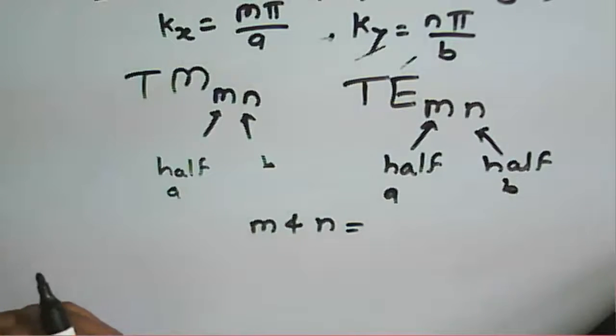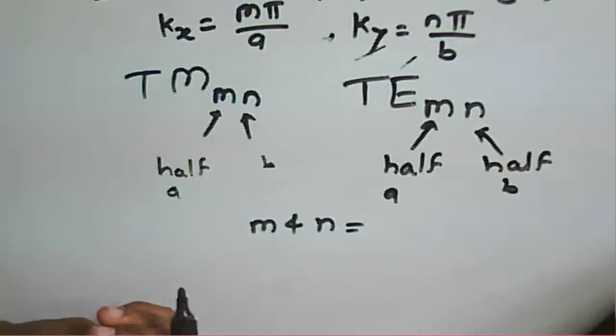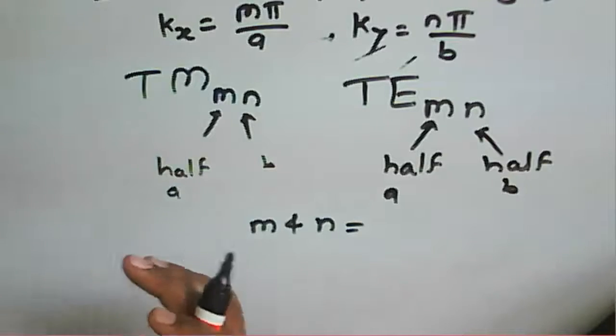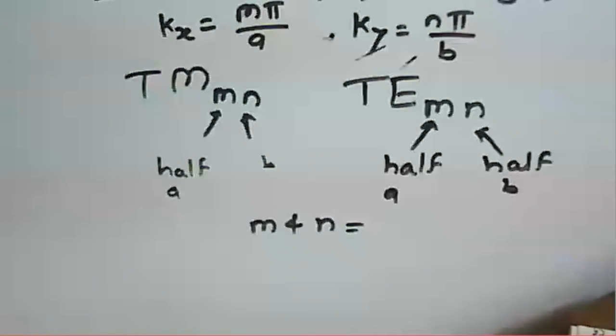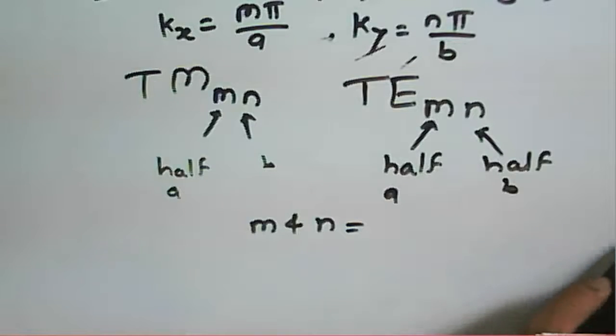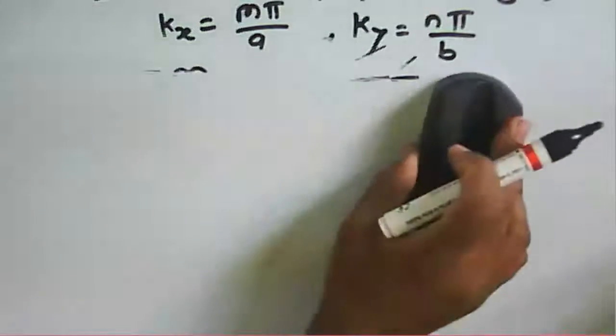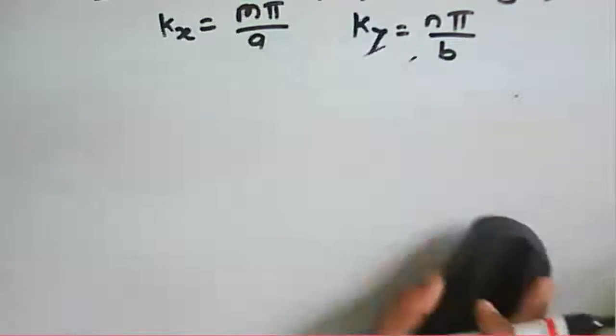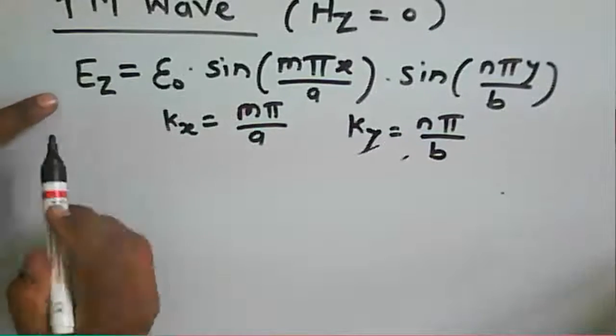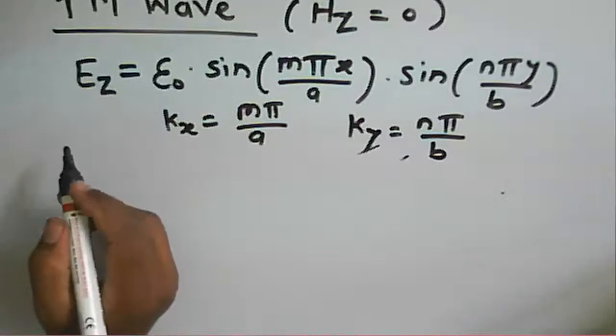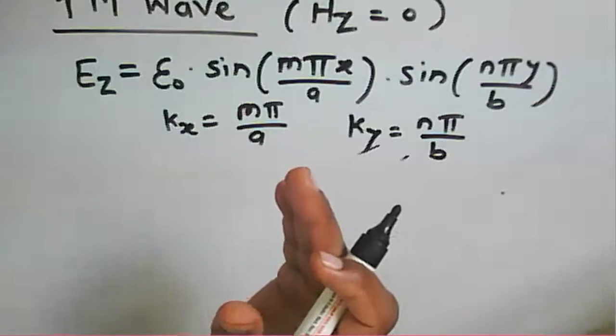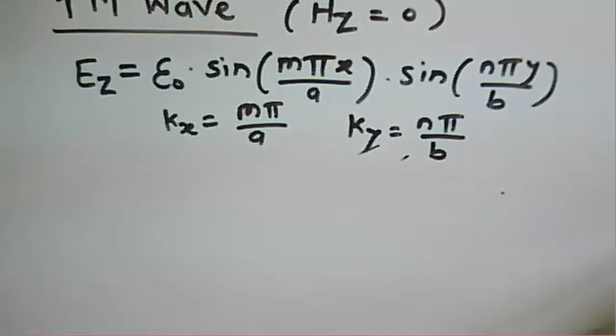M equal to N. If M is 1, N is 1. But M cannot be 0 and N cannot be 0. Both cannot be 0. So we say that both are non-zero components. Now for the TM wave solution, we should know the Ez component first. Once we obtain that Ez component, from this Ez we can find out Ex, Ey and other components.